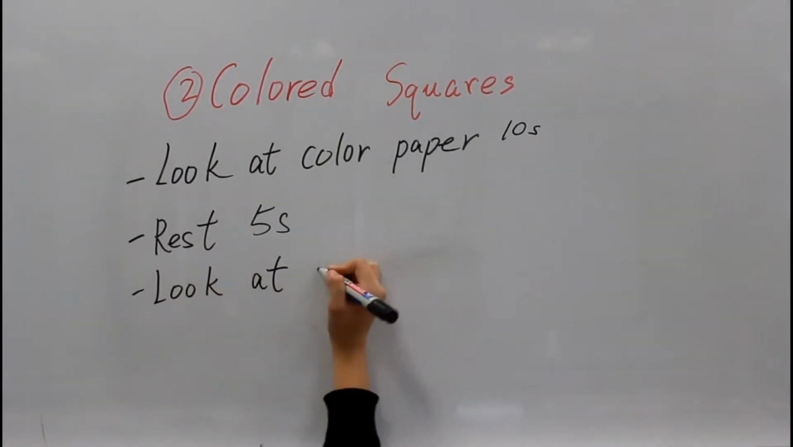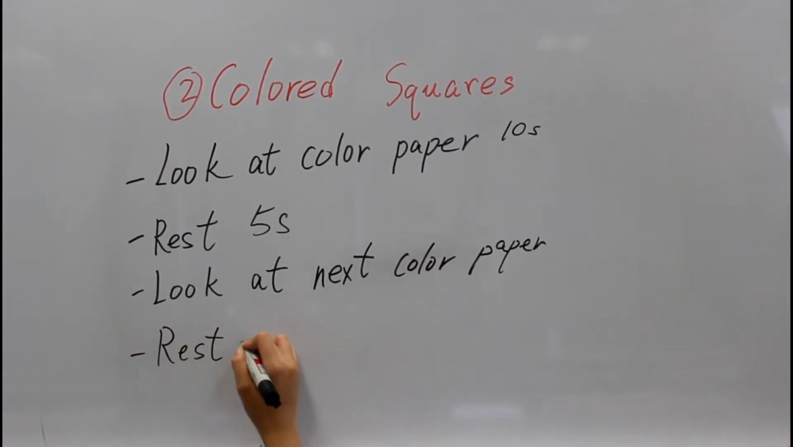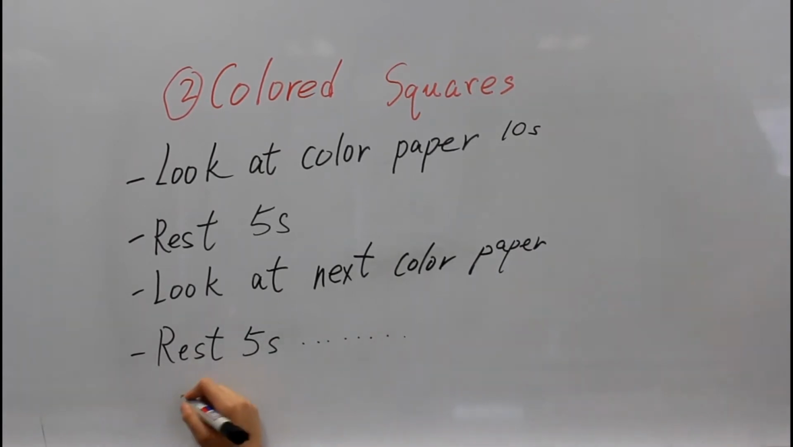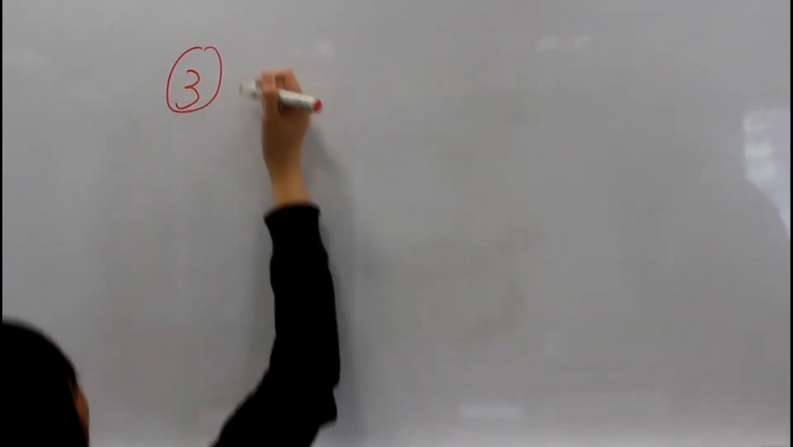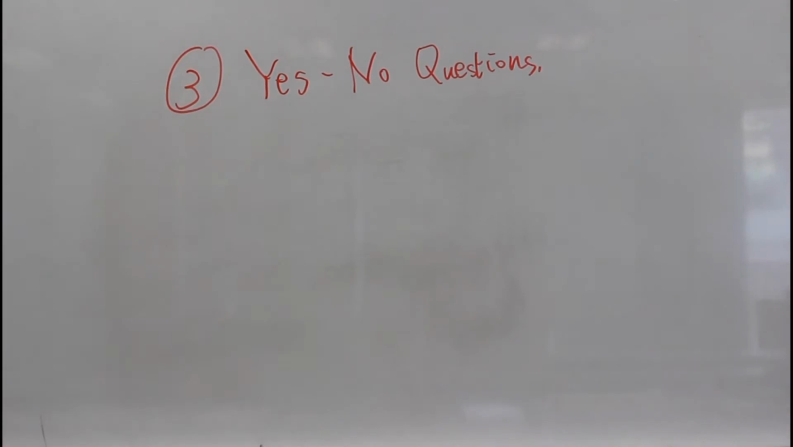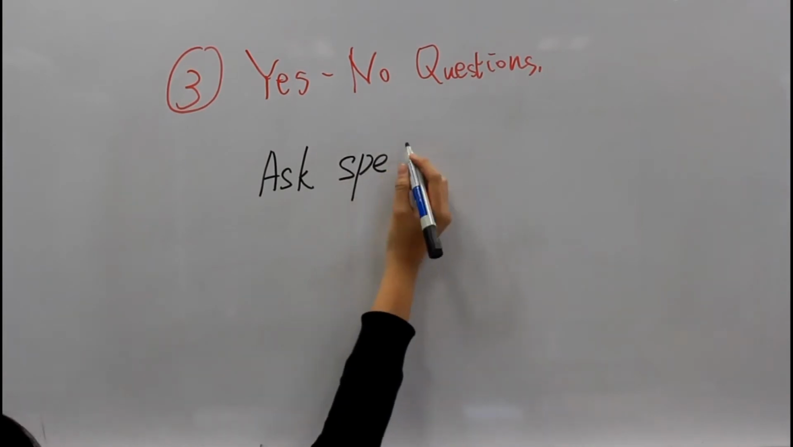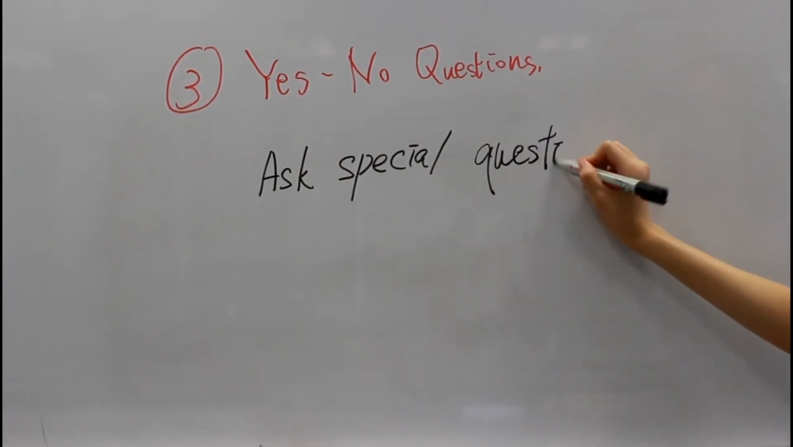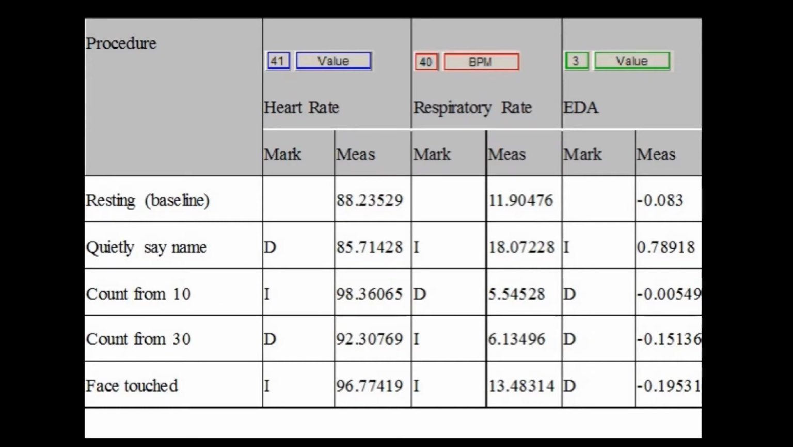Also, let the subject rest for 5 seconds after each color paper. Keep repeating until all the color papers have been rolled. In the last part, ask the subject some yes/no questions, such as, are you currently a student? Are your eyes blue? Do you have any brothers? Etc.